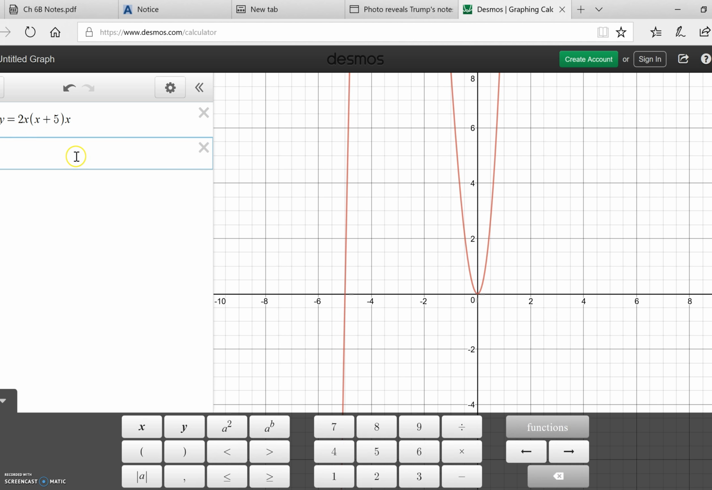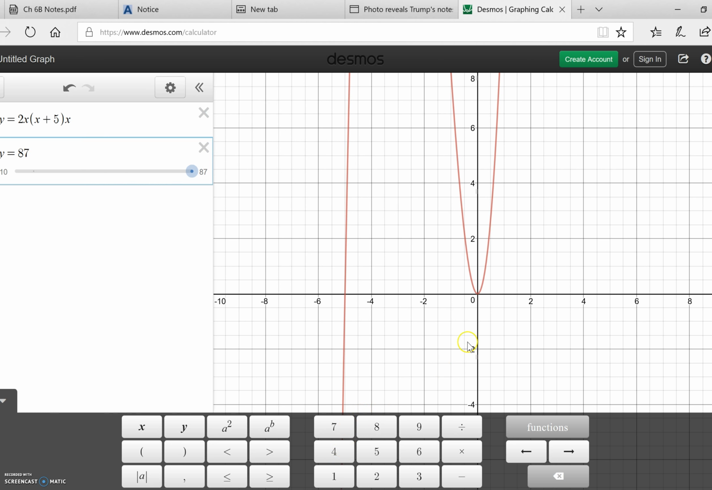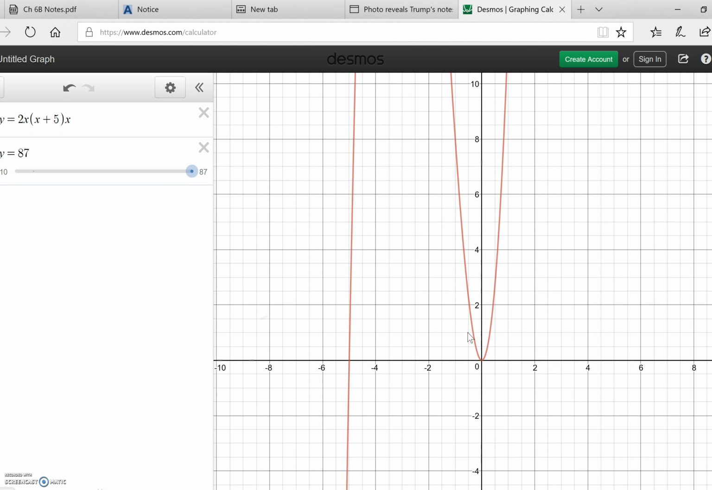Then I'm going to click down below here and type in y equals, and what was it? Was it 87, I think? Yep. So we've got those 2 things typed in. You can see very quickly that you should see 2 graphs. You should see 2 graphs. You're going to see in red, you've got a polynomial. You're also going to see in blue, you're going to be able to get this line.